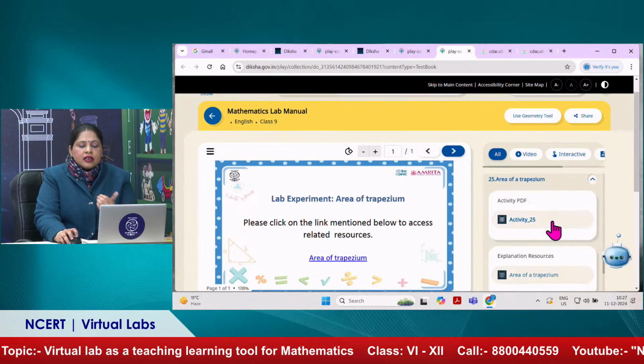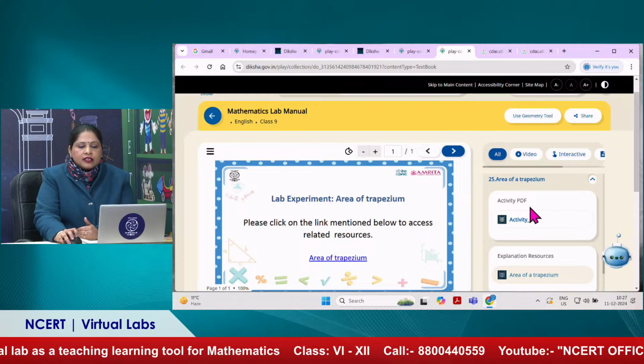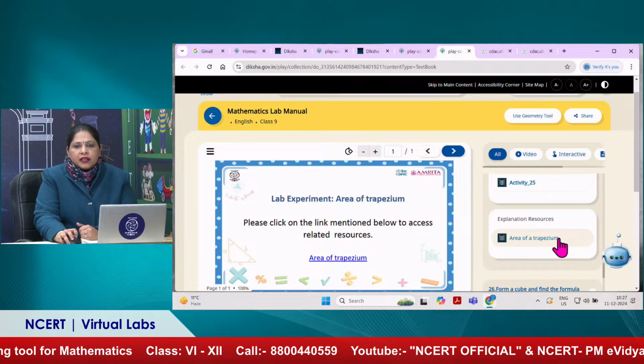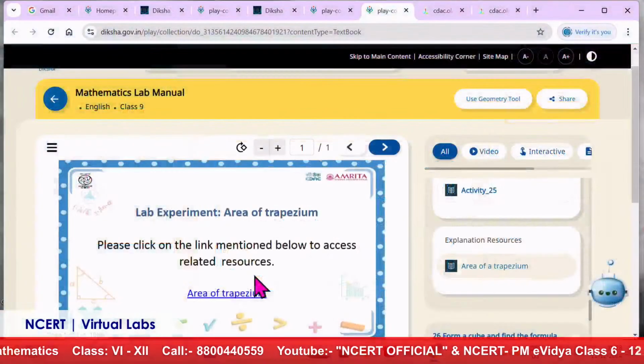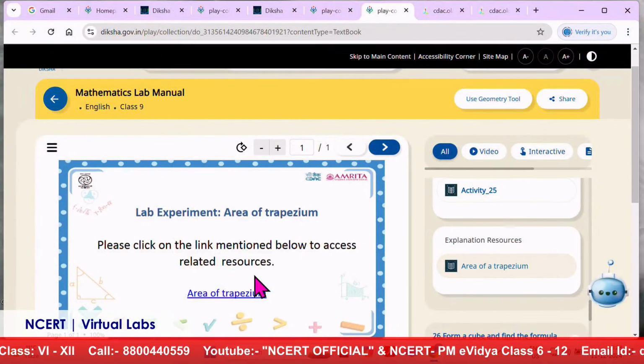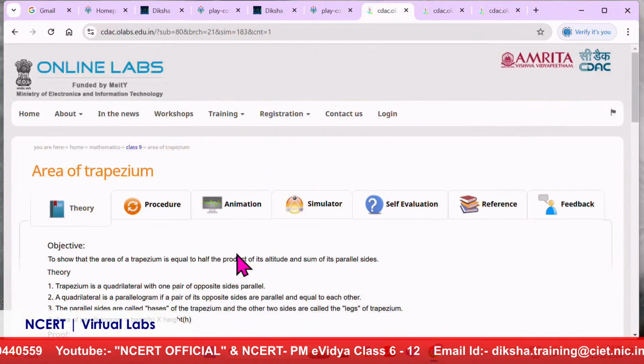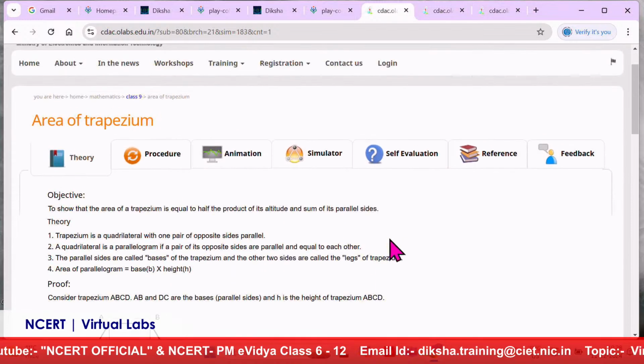When you click on a topic, like I am clicking on this area of trapezium, you can see in the drop-down there is an explanation resources. In the explanation resources you will get the experiment. So I am explaining one of the experiments, which is the area of trapezium. So what is this area of trapezium?